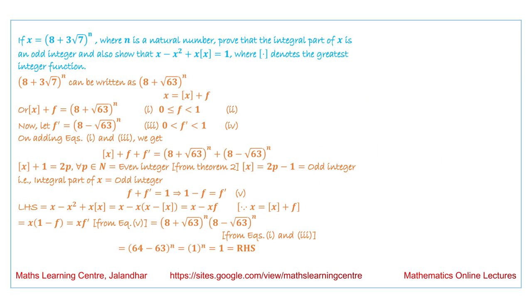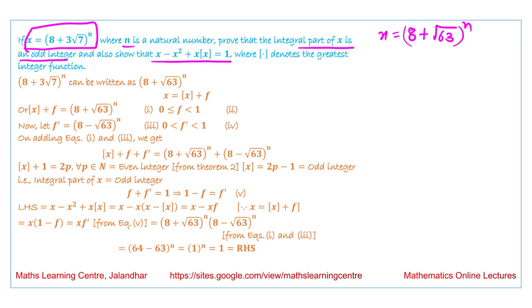Next, it is given that x is equal to 8 plus 3 root 7, so we can write it as 8 plus root 63, raised to the power n, where n is a natural number. We have to prove that the integral part of x is an odd integer, and we have to show that x minus x square plus x into greatest integer of x is equal to 1.